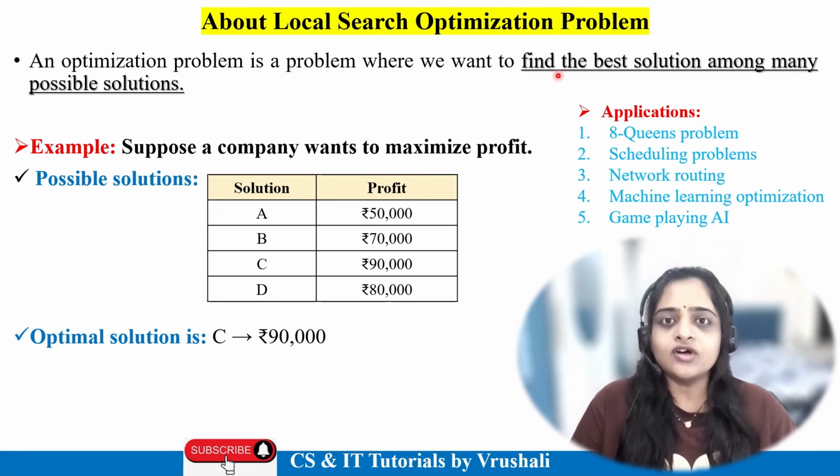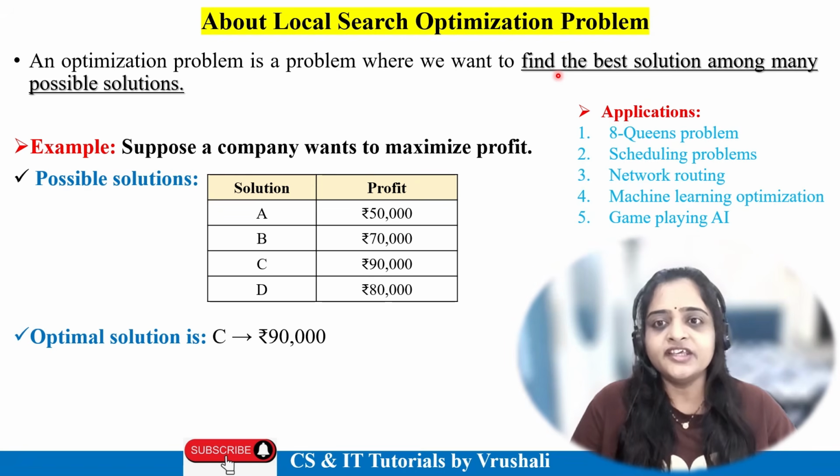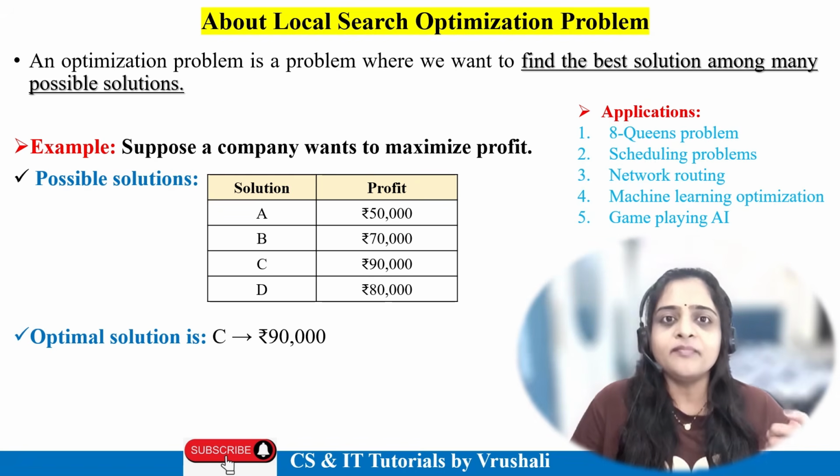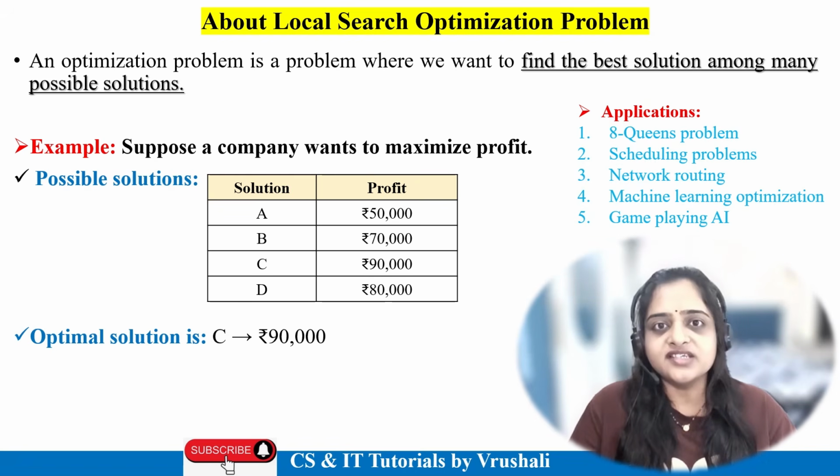This kind of local search optimization problem is generally used in the 8-queen problem, which is one kind of problem in artificial intelligence. Then different scheduling and network routing problems, to find the best possible path from source to destination according to their particular route and weightage. Then machine learning optimization problems and different game playing, where you need to take the best decision, avoid all the obstacles and find the best path. So this is where local search optimization problems are used.